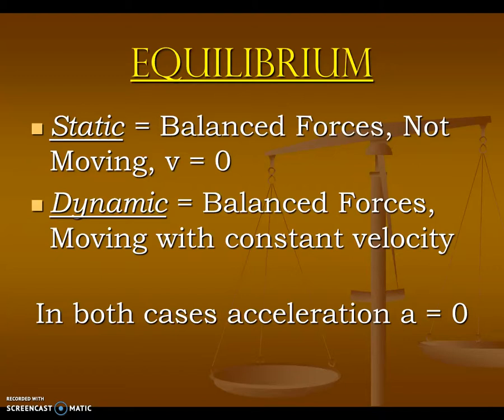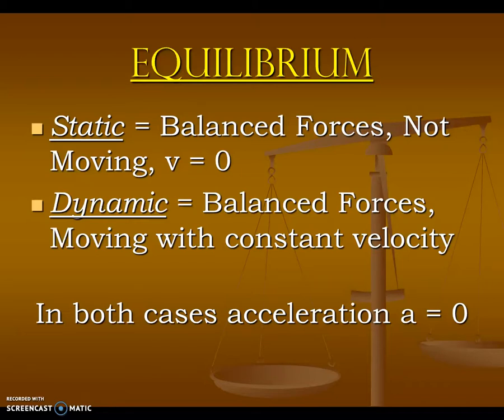So equilibrium can be either static or dynamic. Static equilibrium is when all of the forces are balanced out. So it doesn't mean that there's no forces at all. It just means that all the forces to the right equal the forces to the left, and the forces up equal the forces down. If the object's not moving, the velocity is equal to 0. That's called static equilibrium. Now, that's pretty easy to understand in terms of forces.